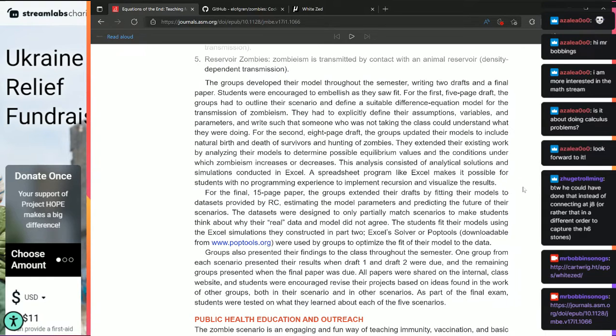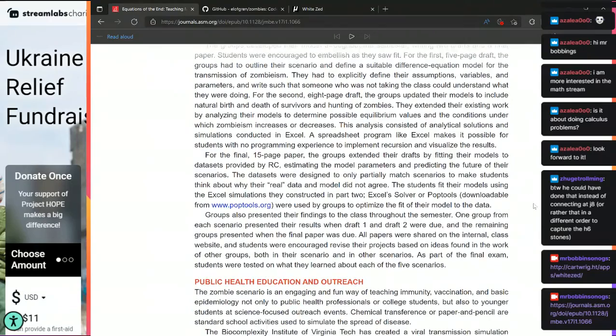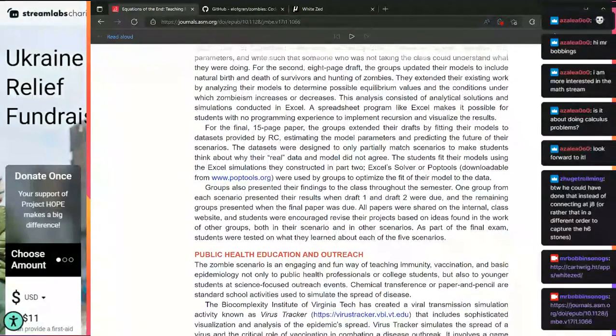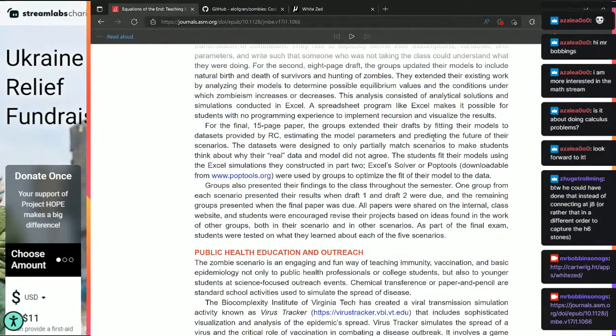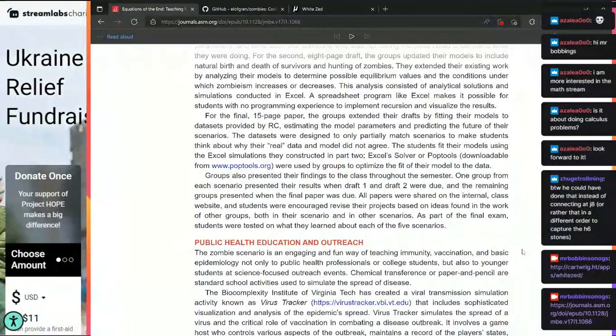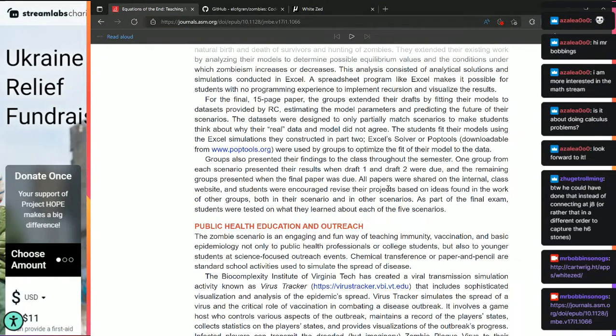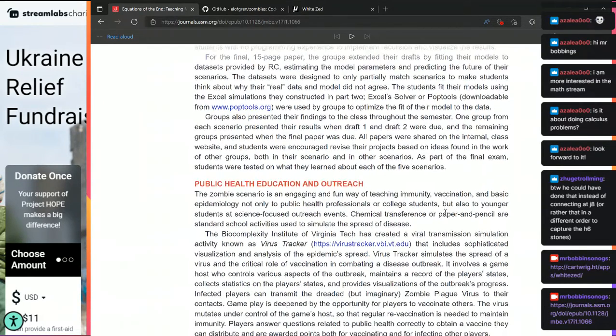But groups also presented their findings to the class throughout the semester. One group from each scenario presented the results when draft 1 and draft 2 were due, and the remaining groups presented when their final paper was due. All papers were shared on the internal class website, and students were encouraged to revise their projects based on ideas found in the work of other groups, both in the scenario and in other scenarios. As part of the final exam, students were tested on whether they learned about each of these 5 scenarios. Okay.